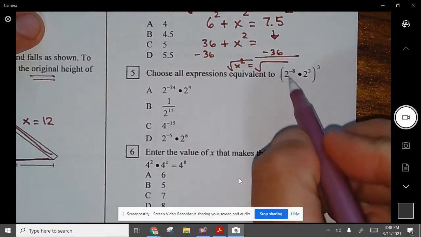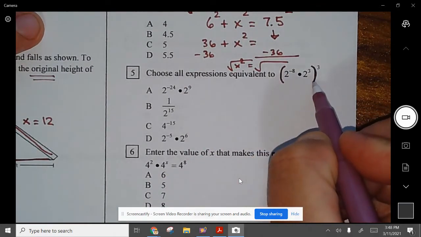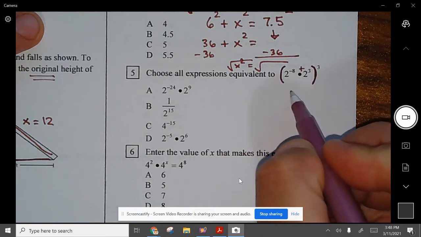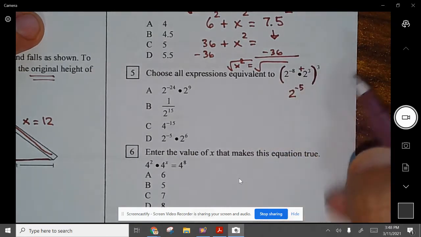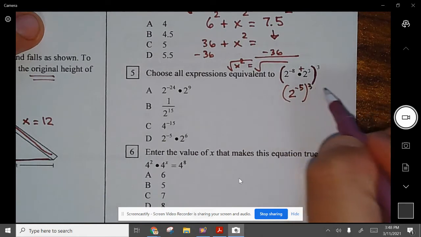Here, this one's a little challenging. Do what's inside the parenthesis first. So I'm going to add these two together, and I'm going to get 2 to the negative 5. I have 3 on the outside.